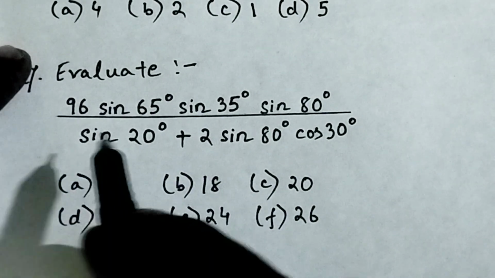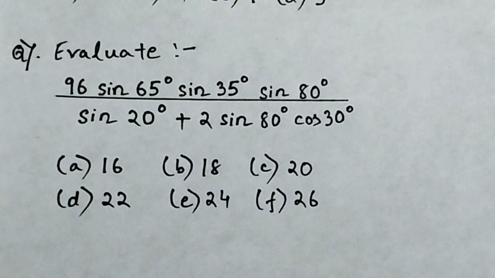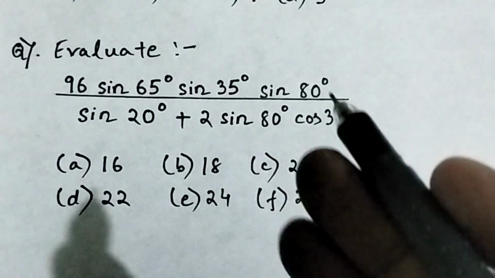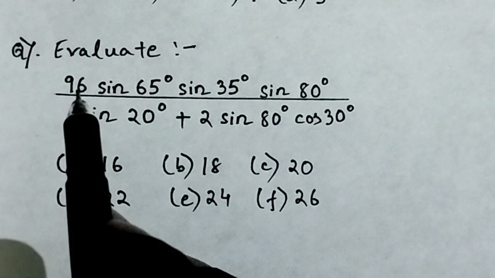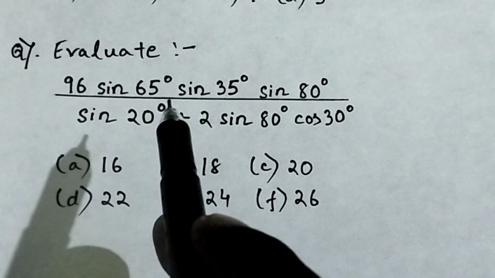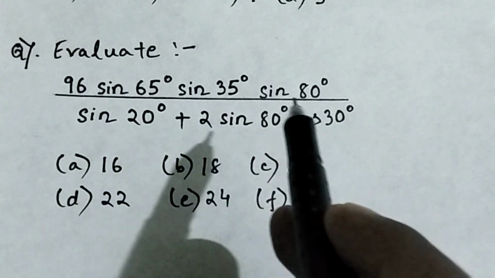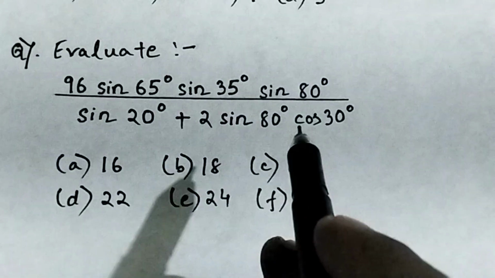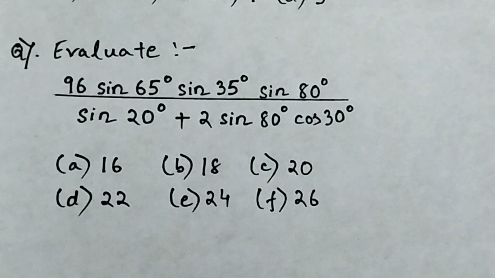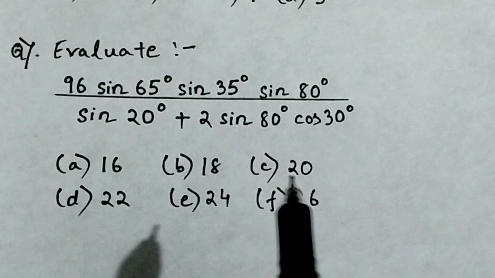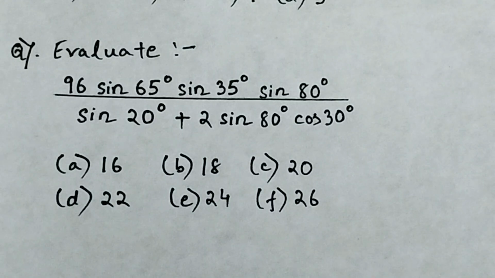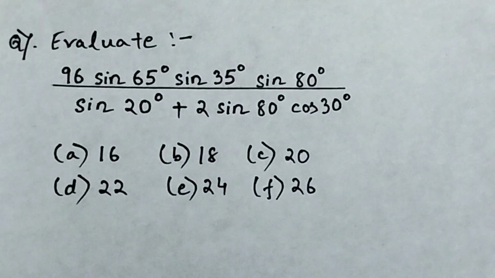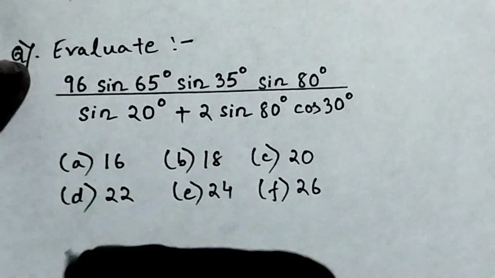In this video, I have brought this sum for you all. Look at the sum. Here you have to solve the value of this expression. Evaluate means solve. Okay. 96 sine 65 degree into sine 35 degree into sine 80 degree whole divided by sine 20 degree plus 2 sine 80 degree into cos 30 degree. Six options have been given to us. We have to find which one is correct. This is the given expression. We have to find the value of this. So let's start.